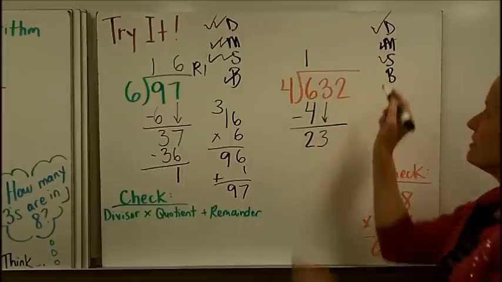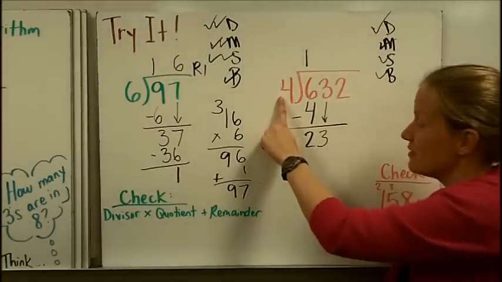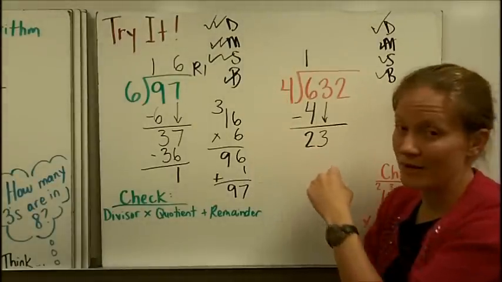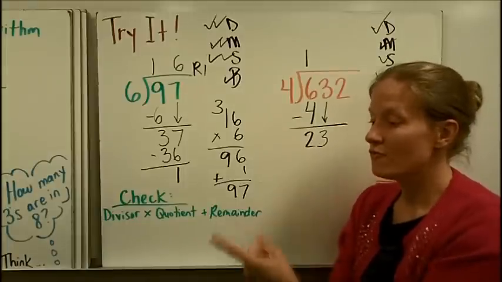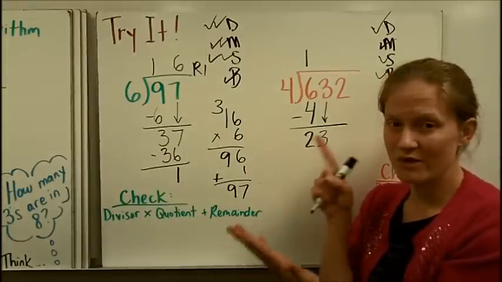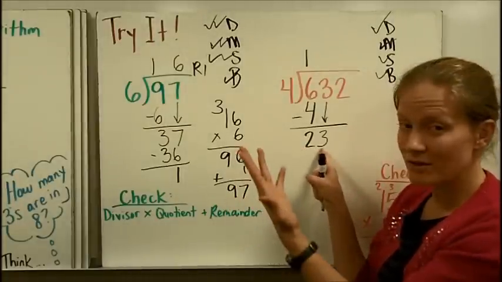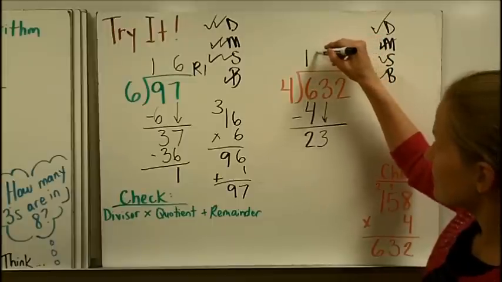Now I'm going to go back up to the top and divide. And I'm going to ask myself, how many times can 4 go into 23? I'm going to count by 4s. Well, let's all count together. Count by 4s. 4, 8, 12, 16, 20, 24. Ooh, 24 is too many. That went over 23. So I'm going to back up one and see that it can go in 5 times.